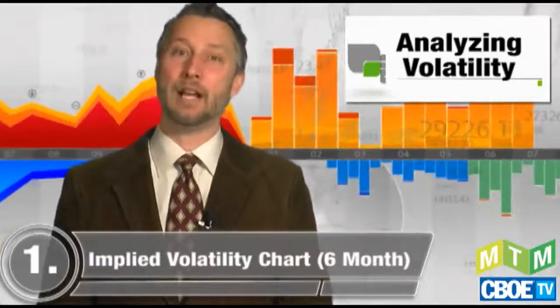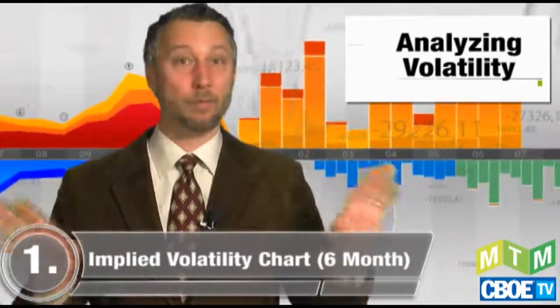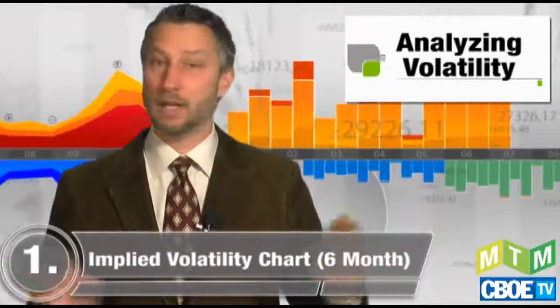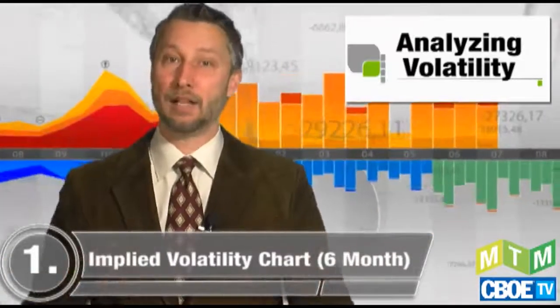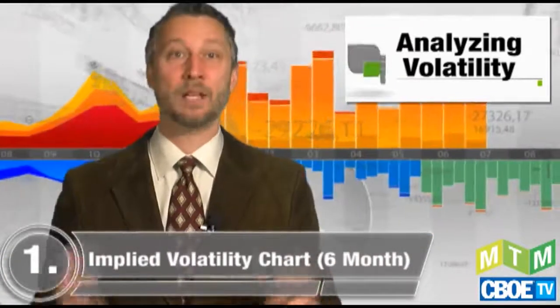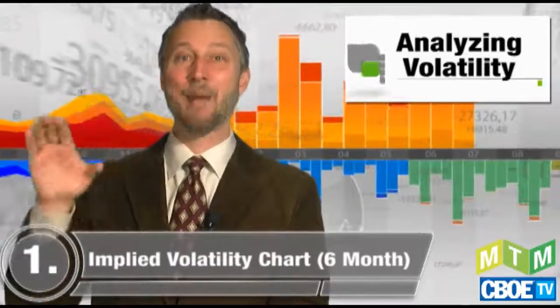If the trader's selling options, taking a bullish position, a bearish position, any way that a trader is net selling and collecting option premium, the implied volatility needs to be in the top half of its 6-month range.